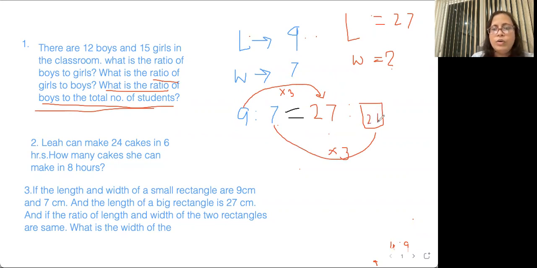Okay, so we have learned today about ratio and proportion. So here the width of the big rectangle would be 21 centimeter. Okay, I hope you understood this method of ratio and proportion. Thank you.